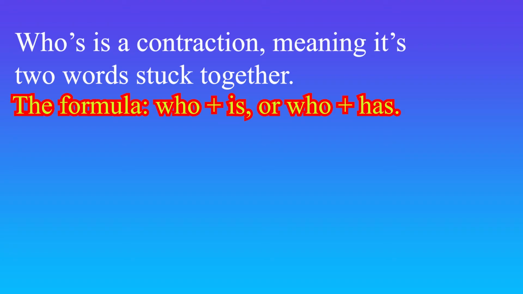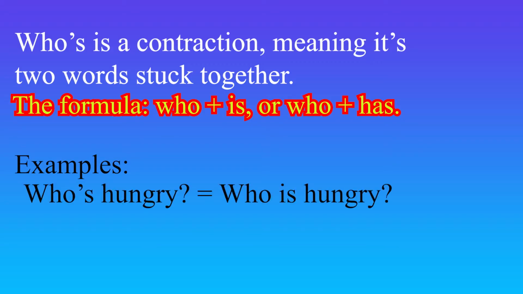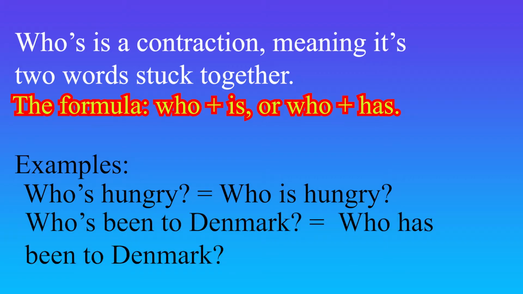Who's is a contraction, meaning it's two words stuck together. The formula: who plus is, or who plus has. For example, who's hungry, which is who is hungry. Who's been to Denmark? In this sentence, who's stands for who has been to Denmark.